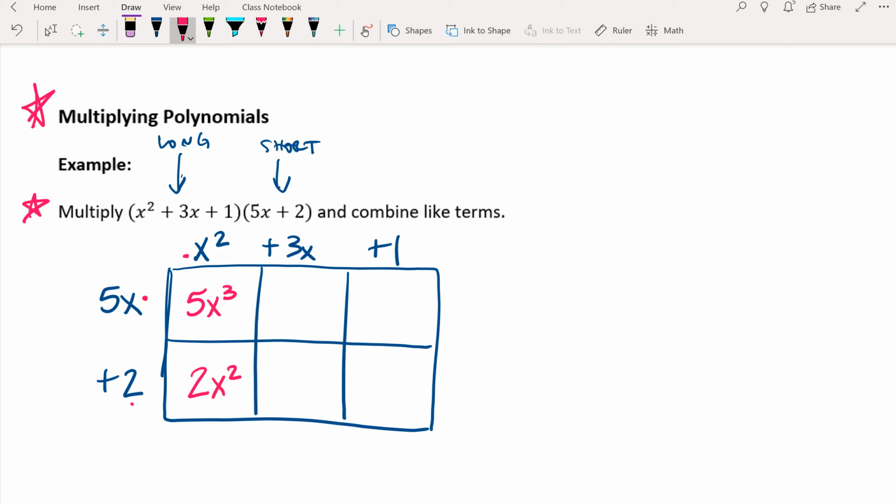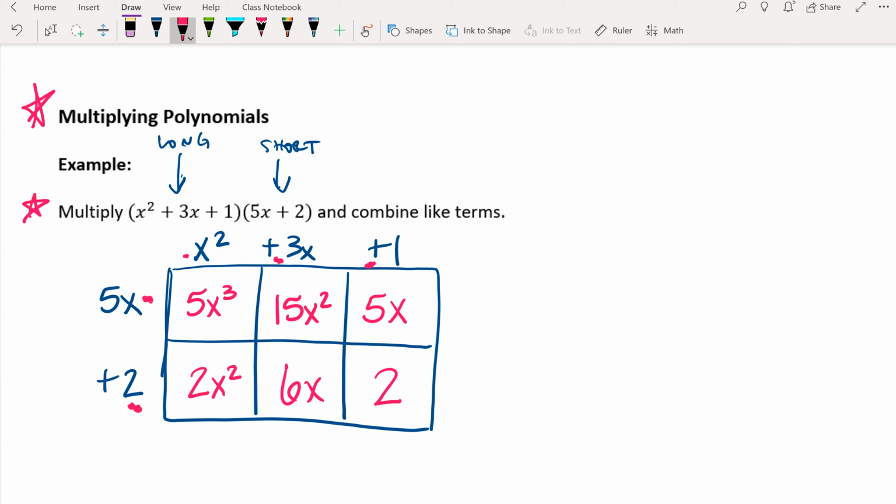5x times positive 3x gives us 15x squared. 2 times positive 3x gives us 6x. And then 5x times 1 gives us 5x. And then last, 2 times 1 gives us 2.